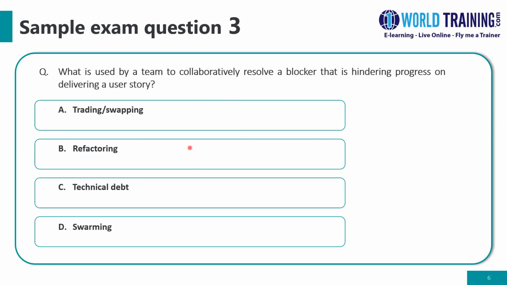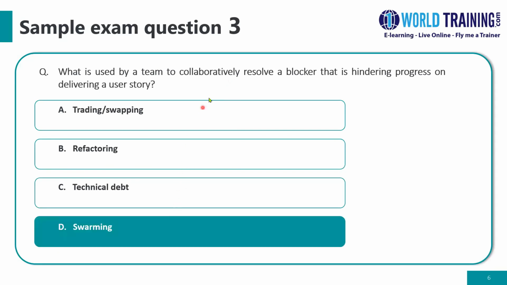Hopefully you figured it out. It should be the last choice, D, swarming. Swarming is a collaborative approach in issue resolutions. So if a team encounters a problem or a blocker that is hindering their progress, for example, a task or story is stuck, or some obstacle arises by which a team member cannot resolve it alone, then all the team members or a group from the team can swarm on the issue, come together, collaborate on it, and resolve it quickly.